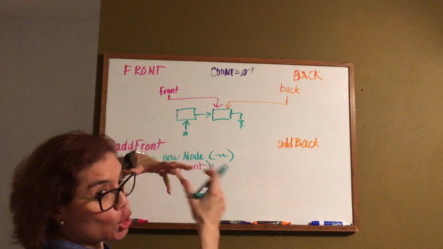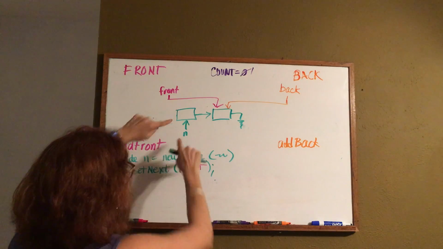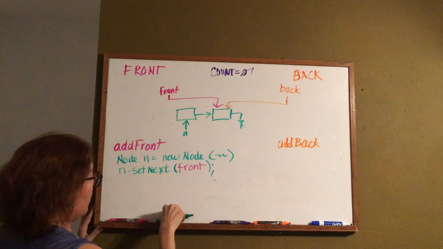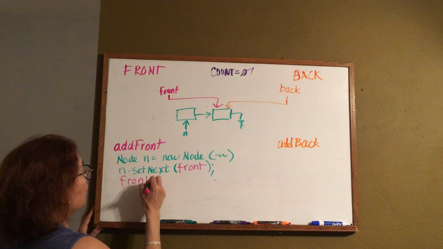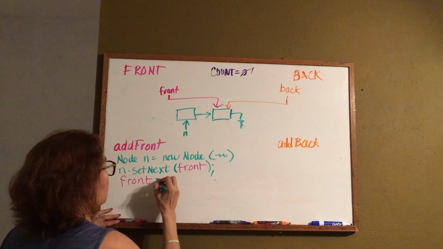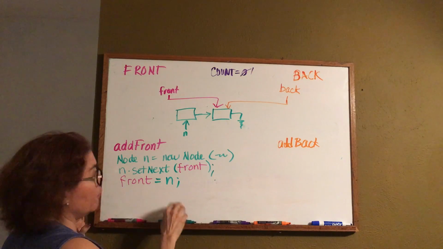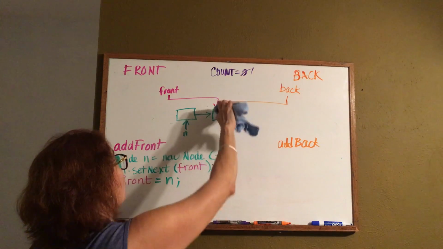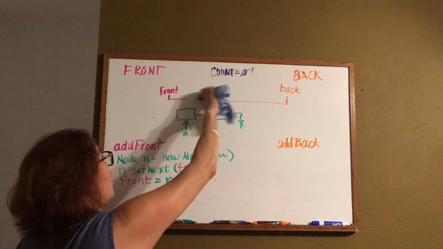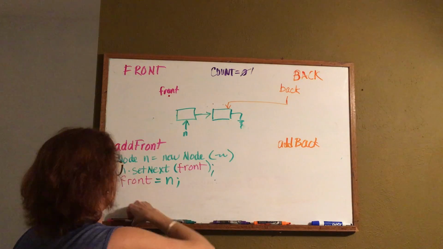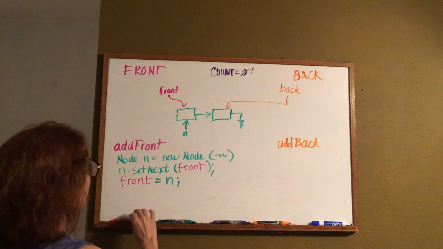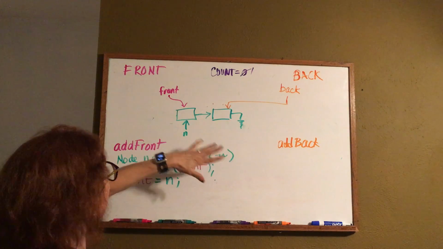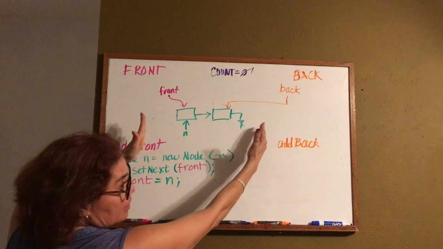Now, next thing I need to do is I need to get front and point it in here. Front is going to be looking at or referencing the same thing as N. So I'm going to say here that front is going to be equal to whatever N is referencing. So front and N will be referencing the same spot. So I'm going to do this, okay? And as you can see, when I do that, the list is okay.